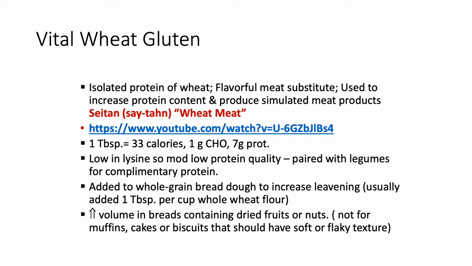It does have a low lysine content, which is one of the essential amino acids. So you'd want to pair it with legumes for a complementary protein, or eat legumes at some point in the near future or prior to eating seitan, just so you can make sure you're getting that lysine in there, because it's one of the essential amino acids that your body doesn't synthesize in the quantities it needs for muscle synthesis. It's added to various things as well. It increases volume in bread, especially if they contain dry fruits or nuts.